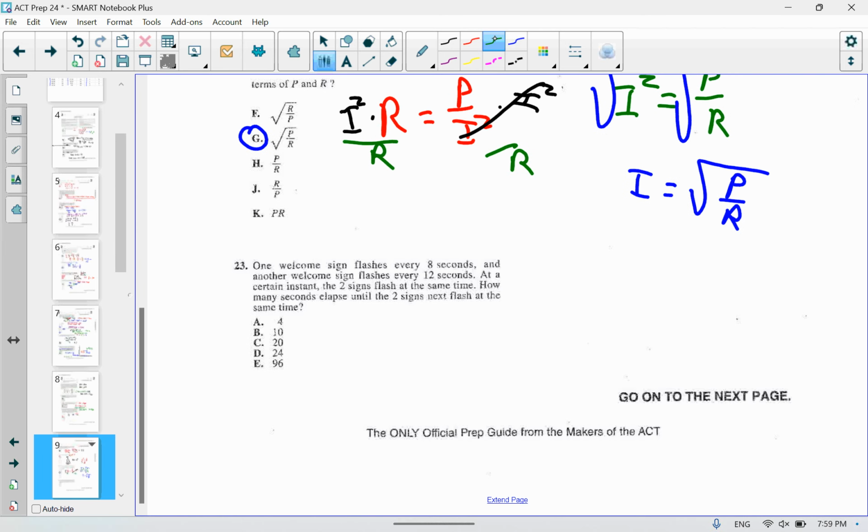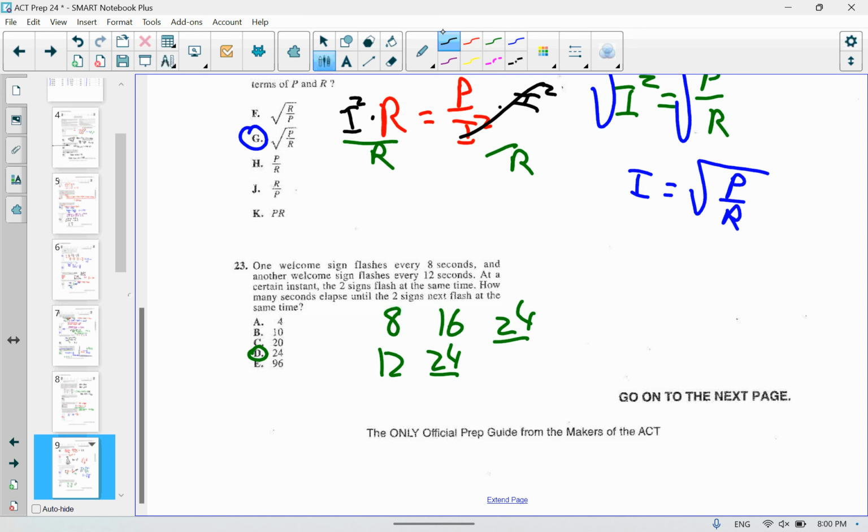23, one flashes every 8 seconds, the other flashes every 12 seconds. When do they overlap? I could just do 8, and then the next interval would be after 16 seconds, and the next one would be after 24. Here, this is 12 seconds, and the next one would be 24, and I find that 24 is the first time.